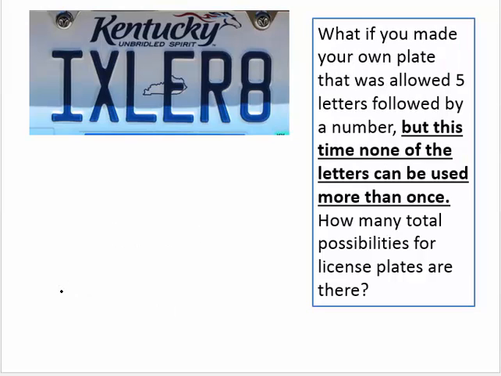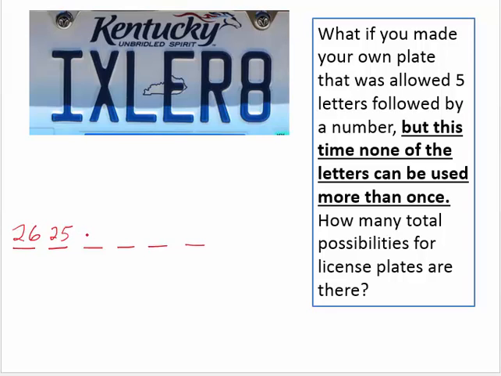Now, how about same situation, but look what's underlined. This time none of the letters can be used more than once. So we're still going to use the fundamental counting principle, but since the letters can't be used more than once, we've got to think a little bit harder here. We still have 26 choices for this first letter, but since the next letter can't be whatever the first letter is, now we only have 25 choices.